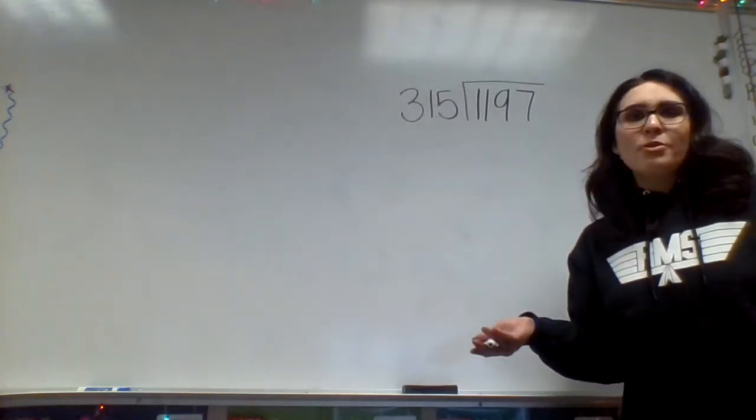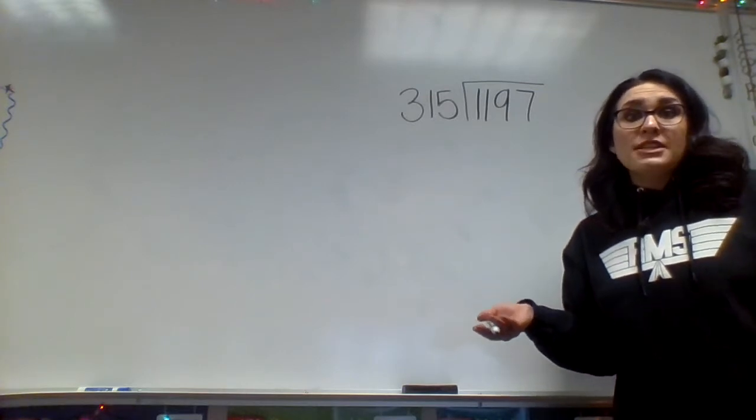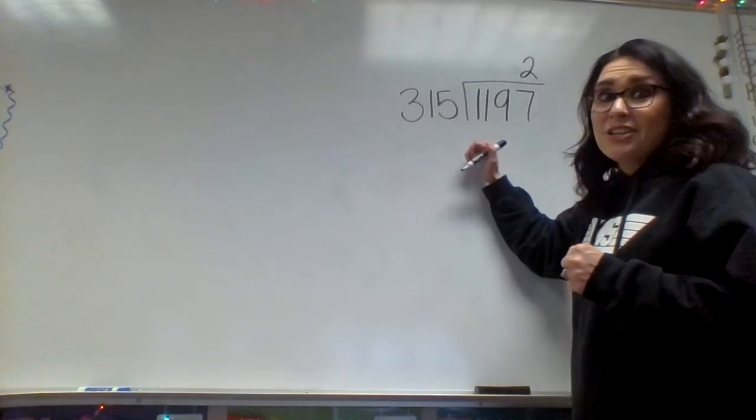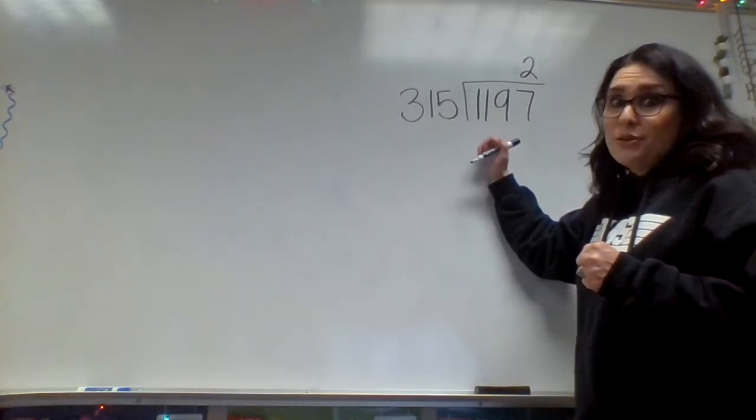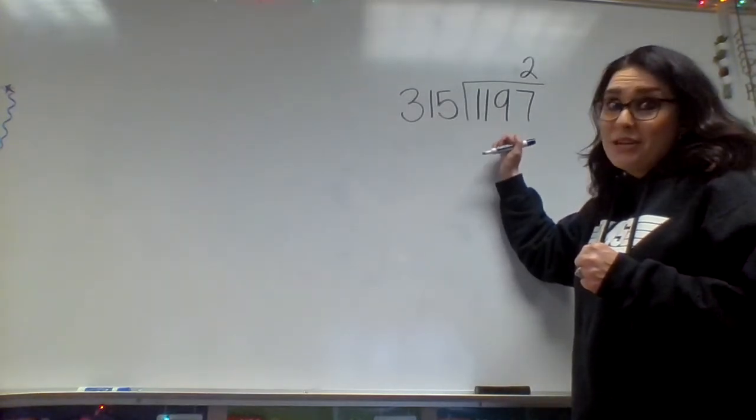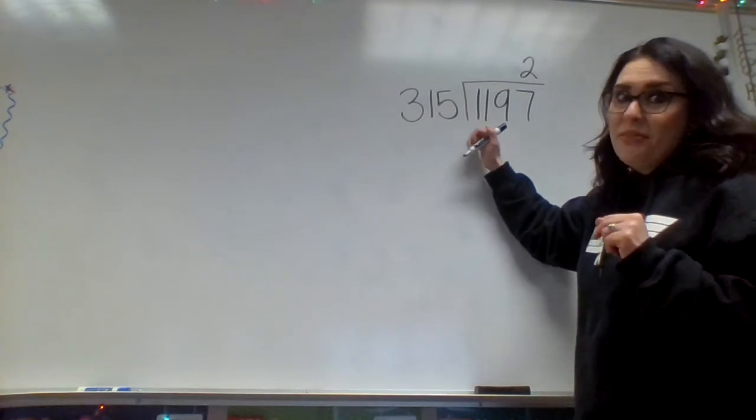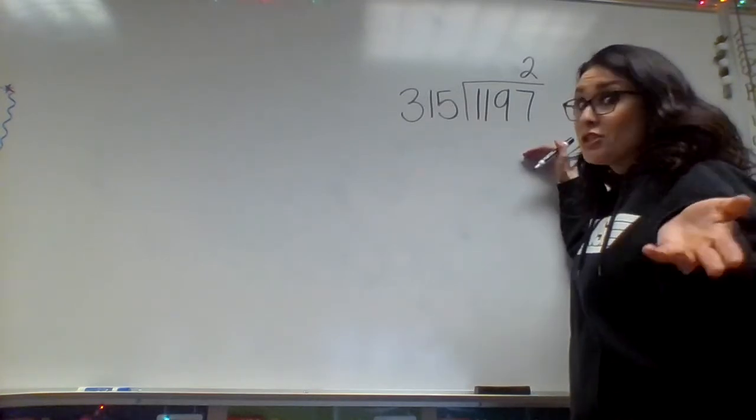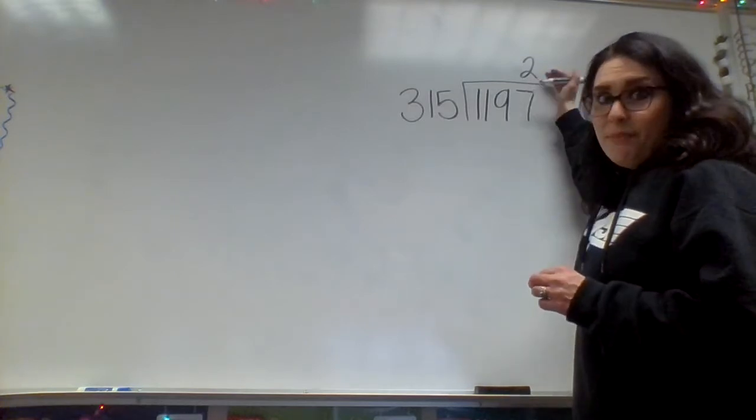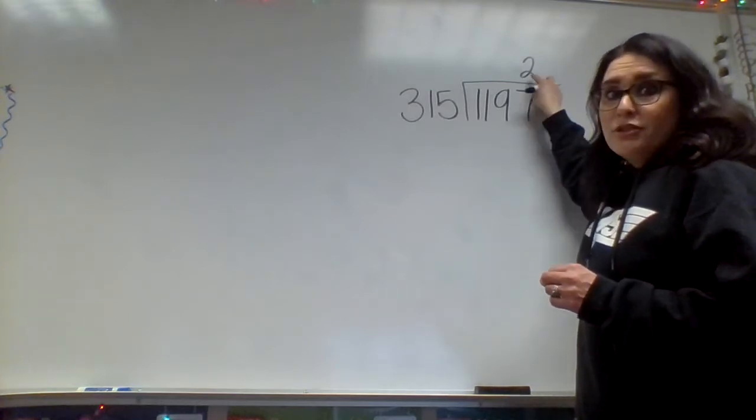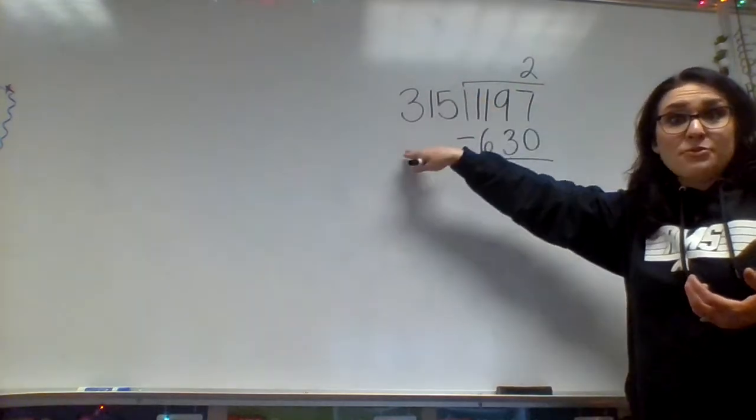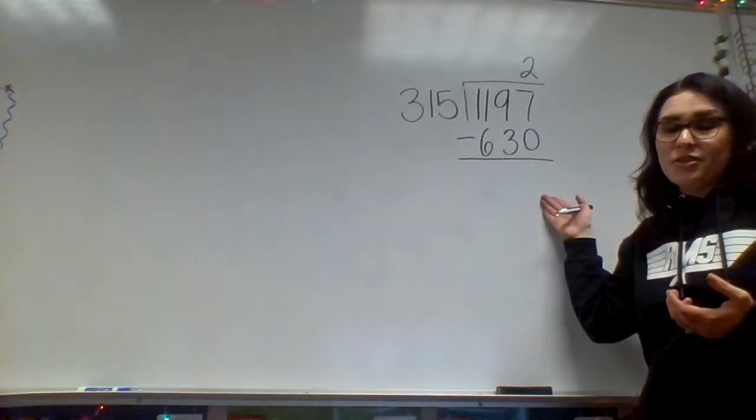Nope. This is when we can just guess and check, right? So let's just try 2. All right, so I'm going to put my 2 above the 7 because, again, it could not go into 1, it could not go into 11, it could not go into 119, but it could go into 1,197, right? So because place value rules are still a thing, we're going to put that 2 above the 7, right? So now we'll have 2 times 315. So 2 times 315 is actually 630.